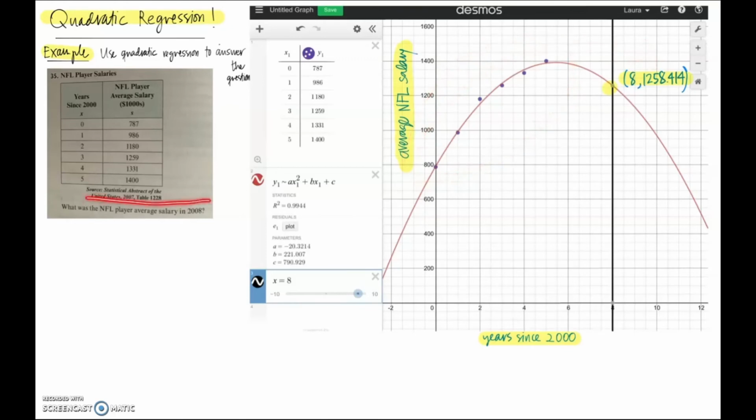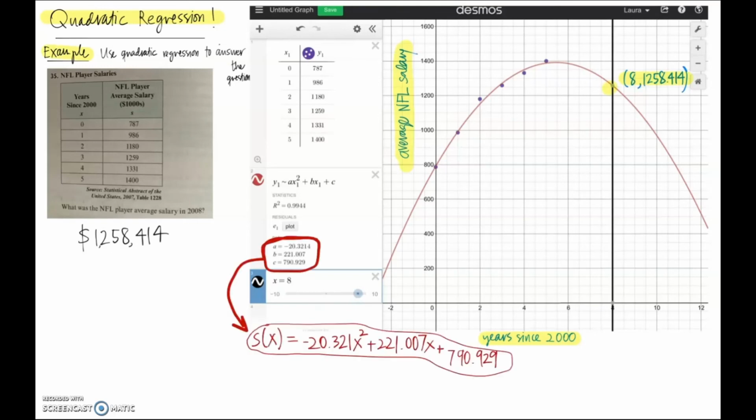So for now, we'll simply answer the question they asked. They asked us to use quadratic regression to answer this question. What was the NFL player average salary in 2008? And we'll answer, it was 1258, and this is in thousands. So 1258.414. So about 1.2 million is the answer to their question. One last thing is we should actually write out what the model is. Desmos found the parameters for us, and we need to write out the function.